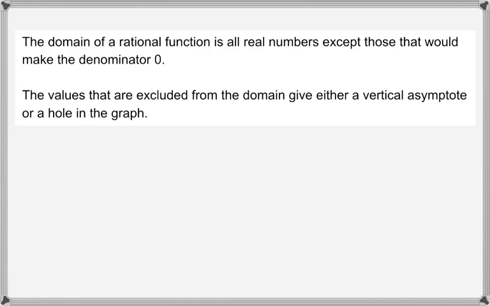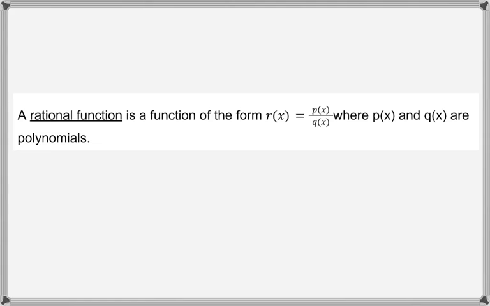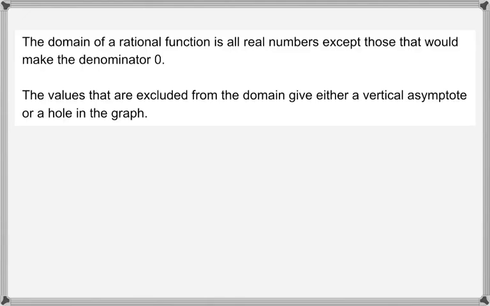So the domain is going to be all real numbers, almost, because since p and q are polynomials, they themselves have a domain of all real numbers. And the only thing we have to worry about then is the fact that we're dividing them. So we just can't have a denominator of 0. So all real numbers are going to be in the domain of our rational function unless they make the denominator 0. And then those values that we exclude from the domain will either give a vertical asymptote or a hole in the graph, because we have to skip over those x values.